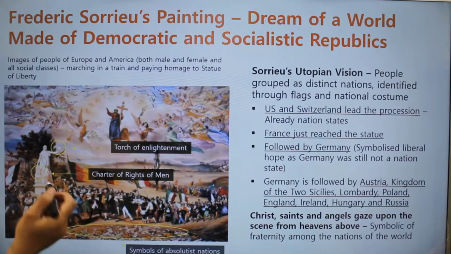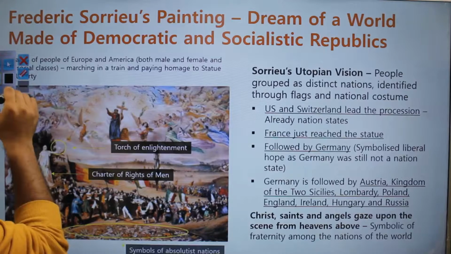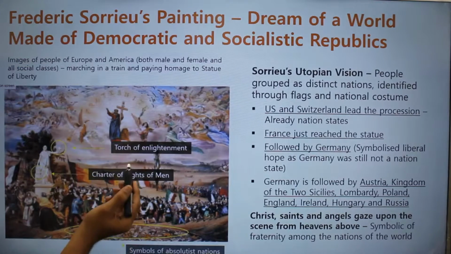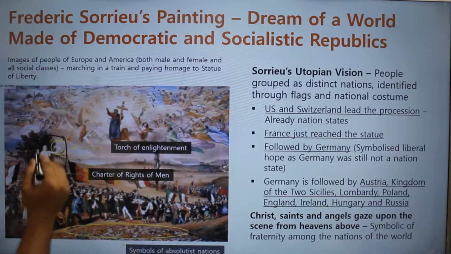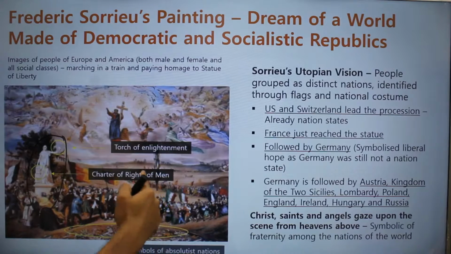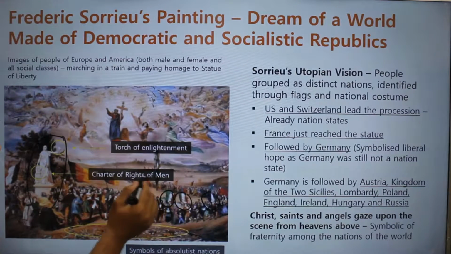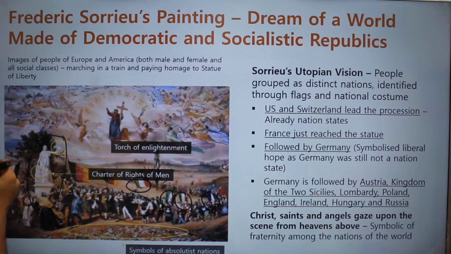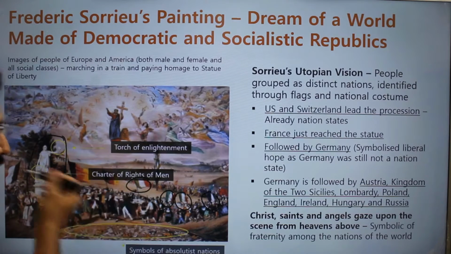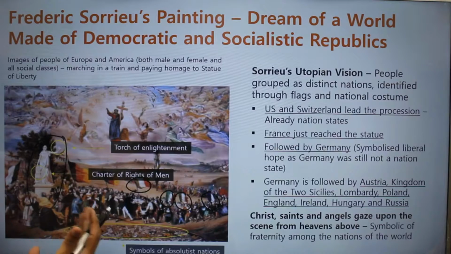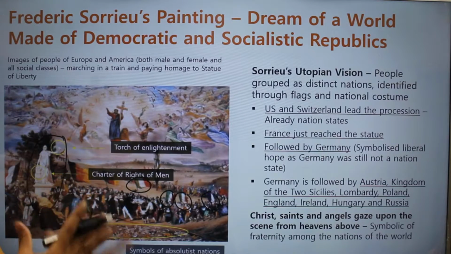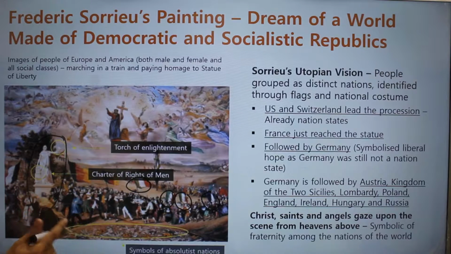In this painting you can see a Statue of Liberty, and people from all over the world with different flags in their hands, flags of different countries. They are moving towards the Statue of Liberty, and this shows a utopian world that he's talking about. You can see that France is here, the US is here.